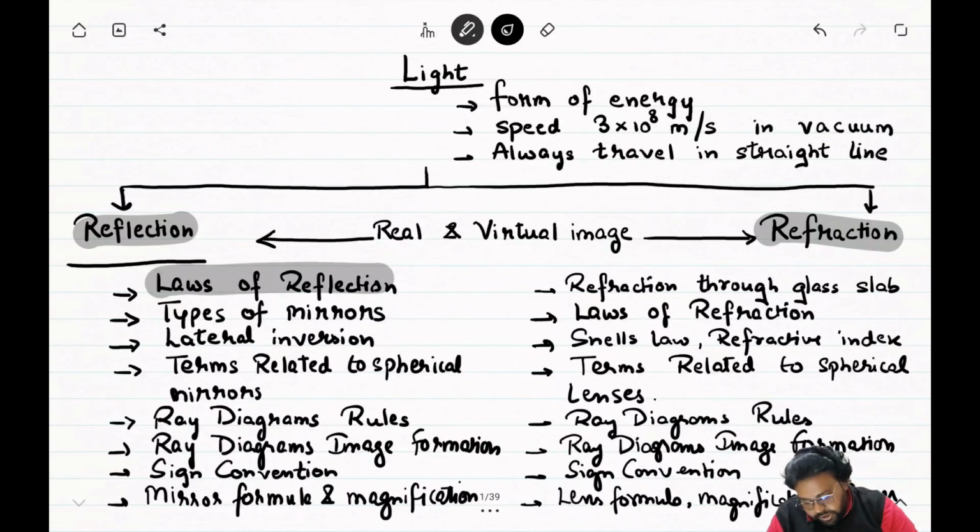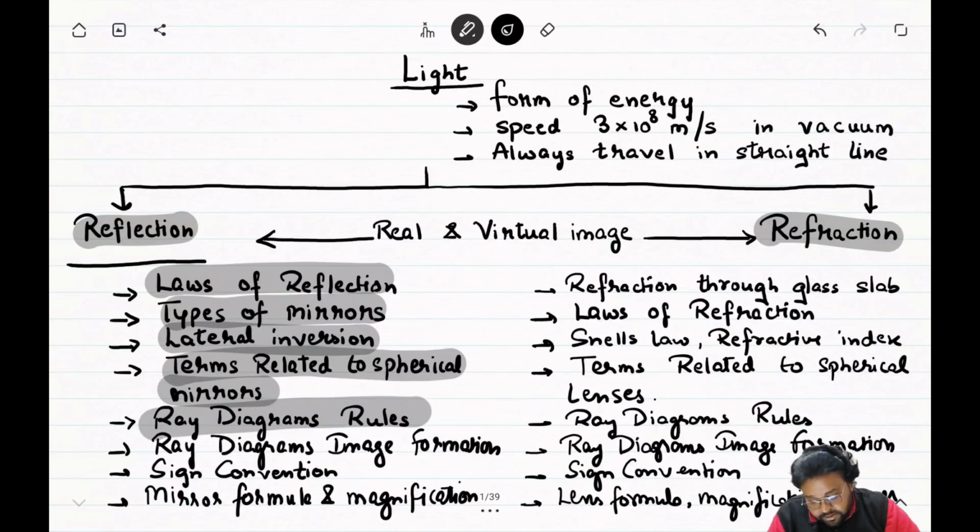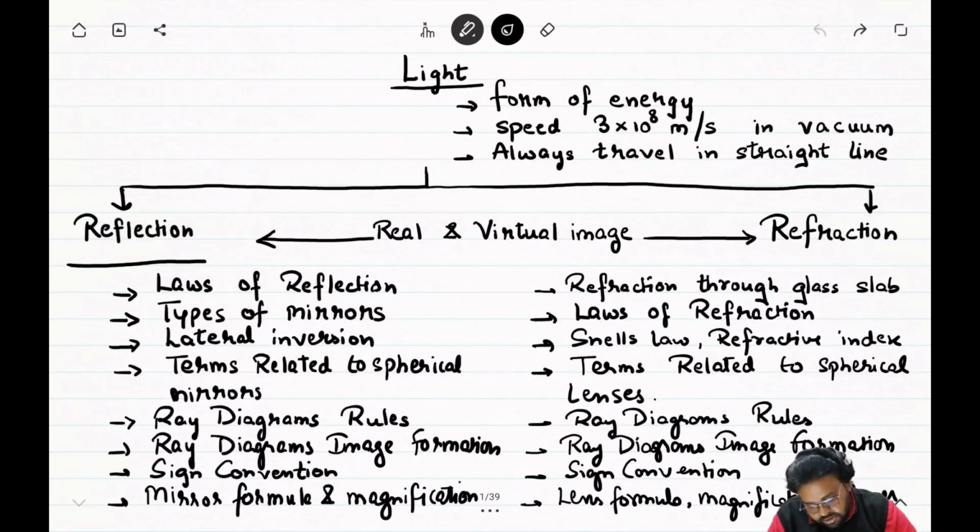In reflection, you are going to study the laws of reflection. You are going to study the types of mirror. What is a mirror? What are the types of mirror? Lateral inversion is a concept related to reflection in mirrors. Some terms related to spherical mirrors, ray diagram rules, ray diagrams for image formation by spherical mirrors, sign convention of spherical mirrors, and mirror formula and magnification. This you are going to study in the reflection concept.